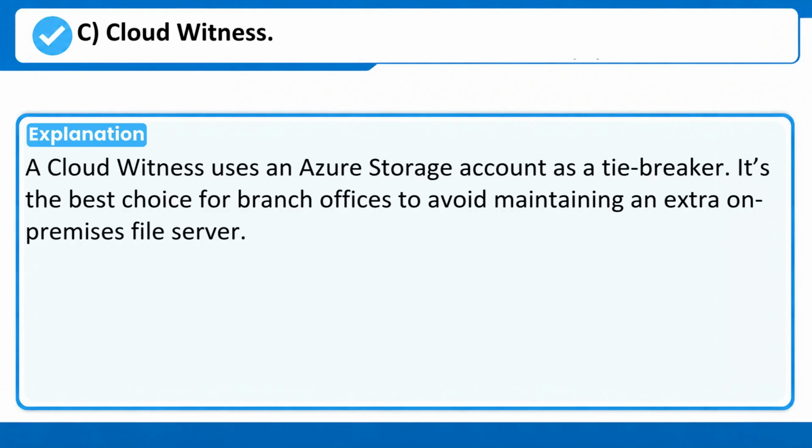Correct answer, C. Cloud witness. Explanation: a cloud witness uses an Azure storage account as a tiebreaker. It's the best choice for branch offices to avoid maintaining an extra on-premises file server.